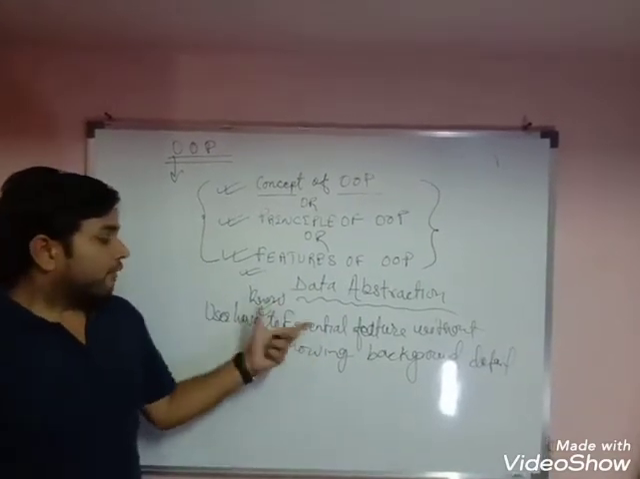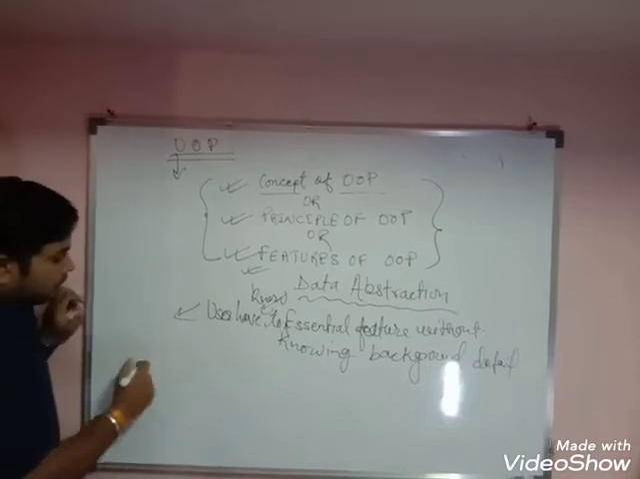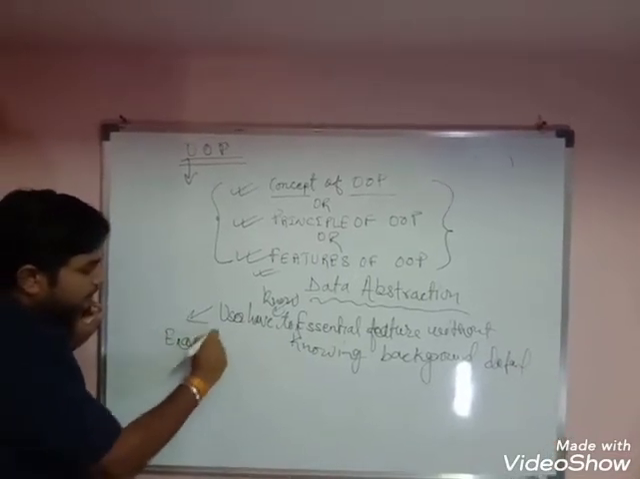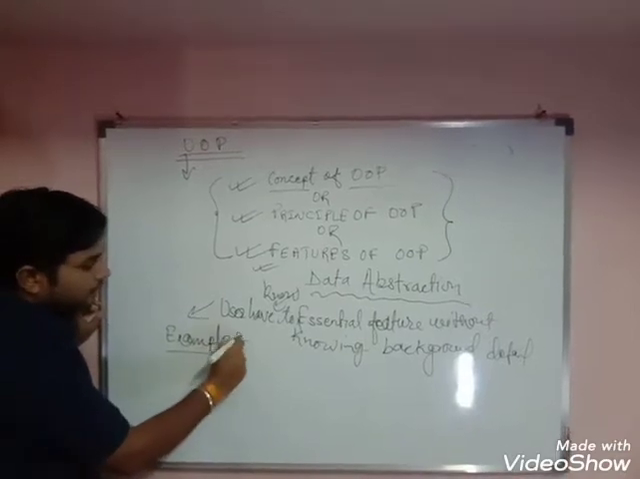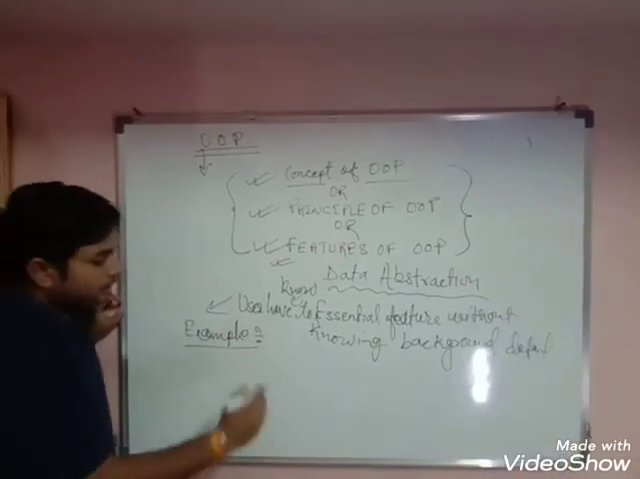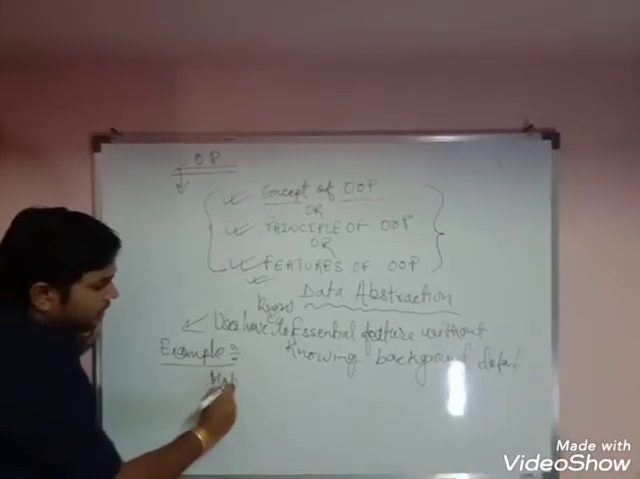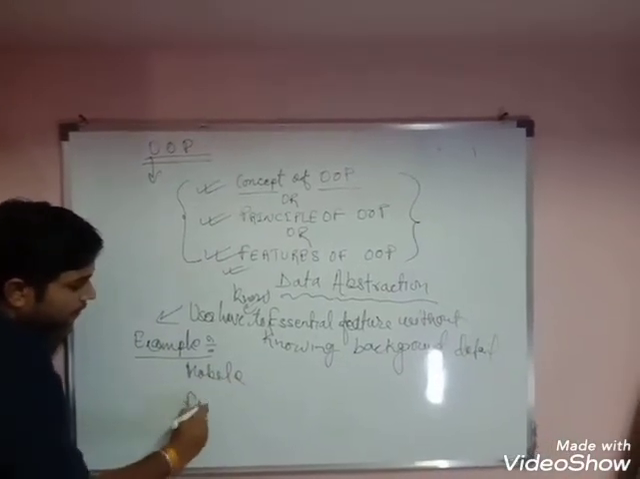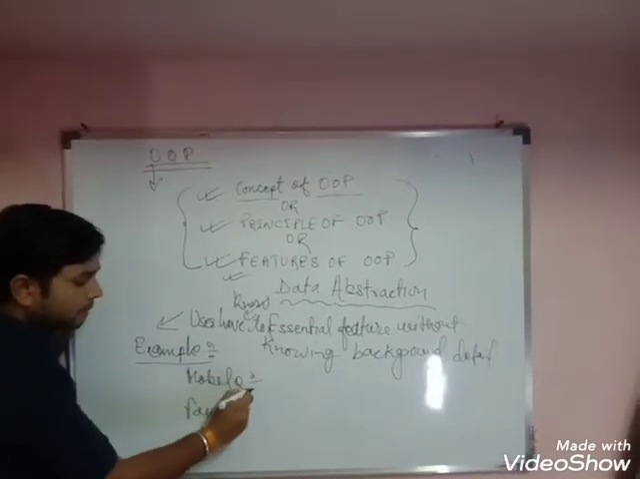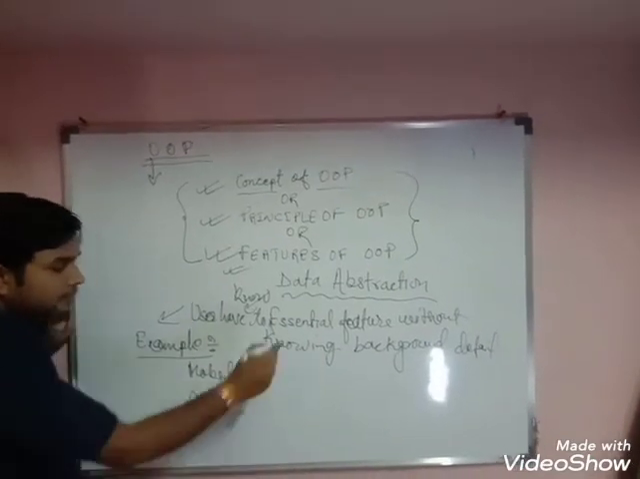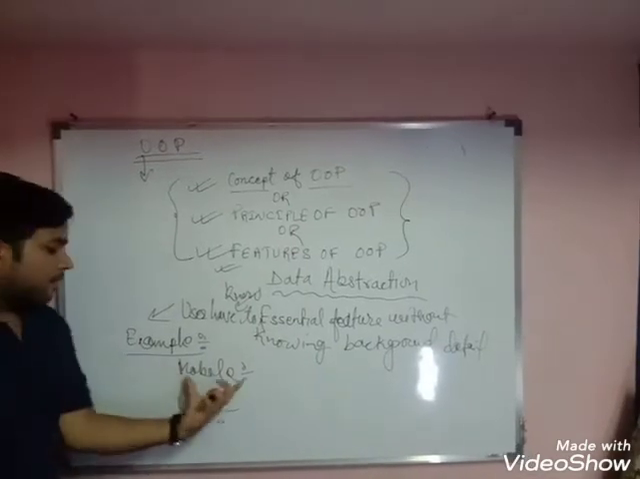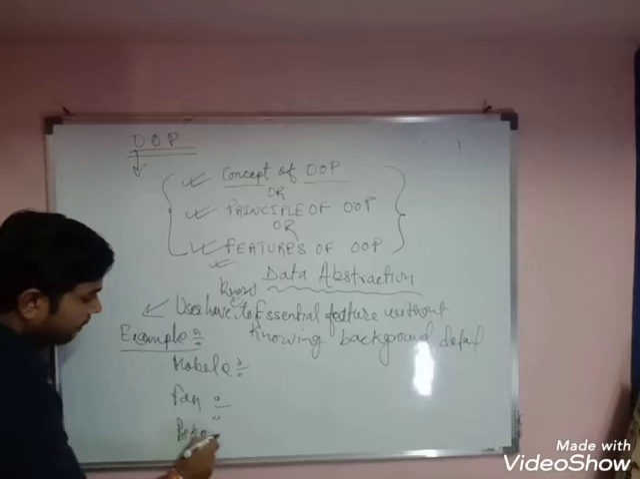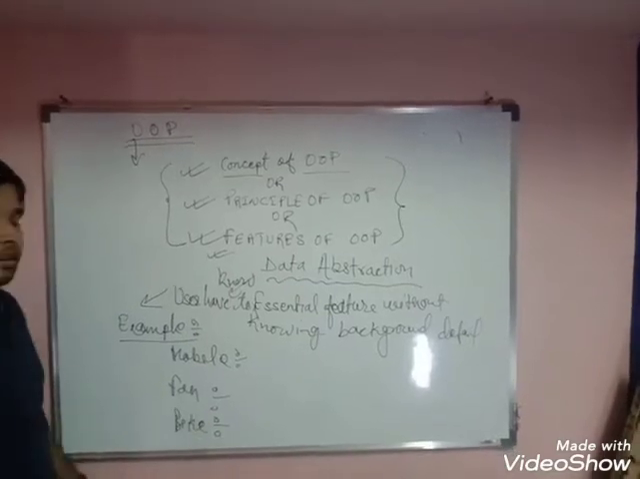Now you have to understand this methodology with an example. What is the example of data abstraction? For example, you all are using a mobile, or we have a fan in our home. These are the examples I am giving. There are many examples of data abstraction. Or a bike, all students are driving a bike. This is also an example of data abstraction.